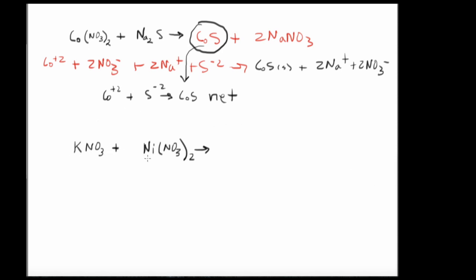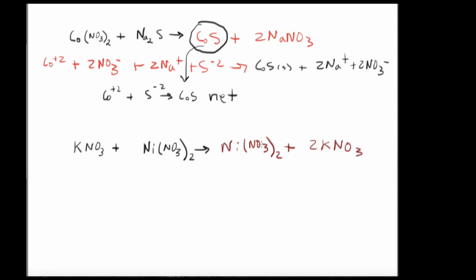We have potassium nitrate being combined with nickel nitrate. So again, the cations are going to switch places. So we're going to have nickel nitrate being combined with 2KNO3.